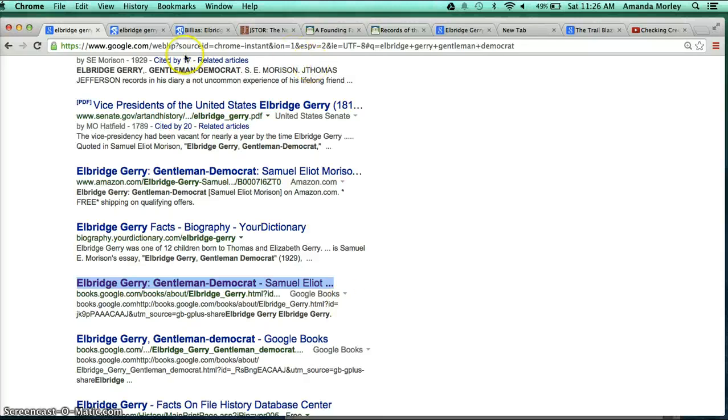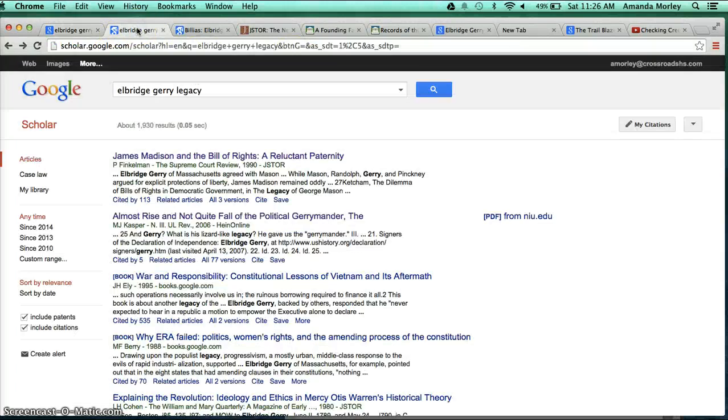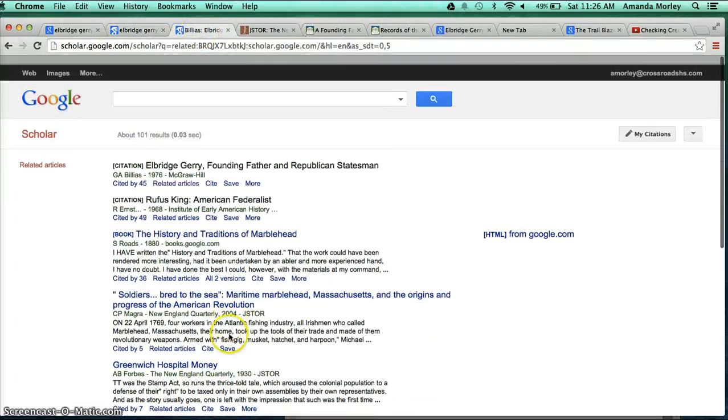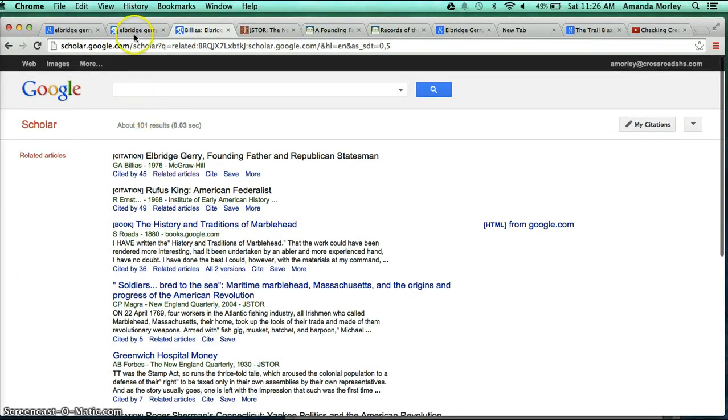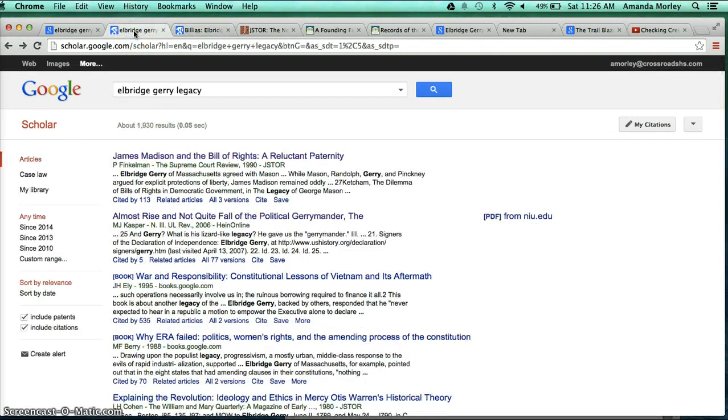So let's go back to our thing. Now, I have decided, instead of just putting Elbridge Gerry, I'm going to get a little bit more specific for Google Scholar, and I'm going to put Elbridge Gerry Legacy. Look, right here, James Madison and the Bill of Rights, a reluctant paternity, the almost rise and not quite fall of the political gerrymander. This looks like something really useful.